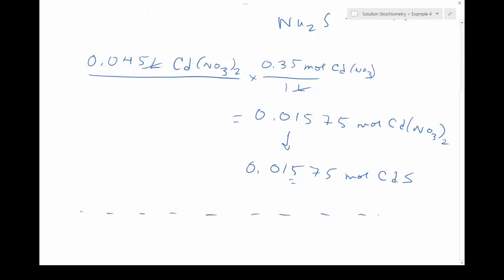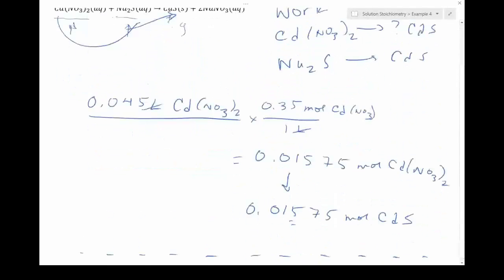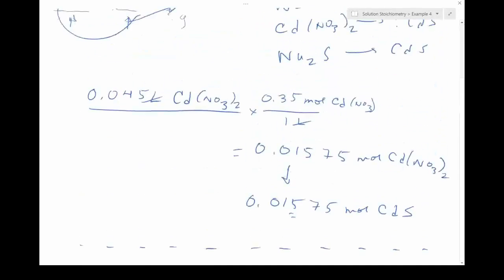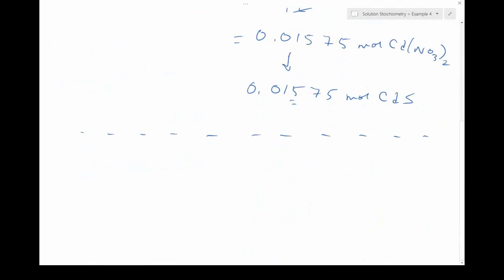Now I'm going to basically start the problem all over again, and I'm going to work it from the perspective of the sodium sulfide. So I have 120 mL of 0.1 molar. 120 mL is 0.120 liters, and it's 0.100 molar, 0.100 moles of sodium sulfide per liter. So liters cancel here and here.